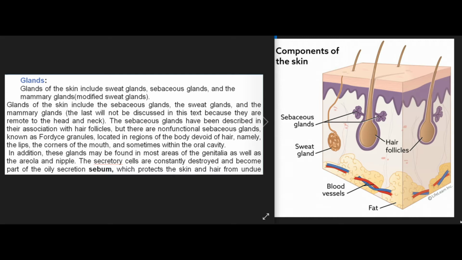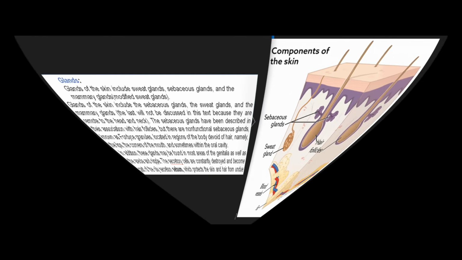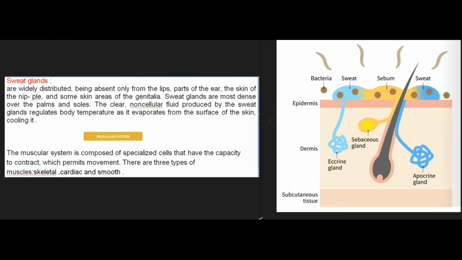The secretory cells are constantly destroyed and become part of the oily secretion sebum, which protects the skin and hair from undue drying. Sweat glands are widely distributed, being absent only from the lips, parts of the ear, the skin of the nipple, and some skin areas of the genitalia. Sweat glands are most dense over the palms and soles. The clear, noncellular fluid produced by the sweat glands regulates body temperature as it evaporates from the surface of the skin, cooling it.